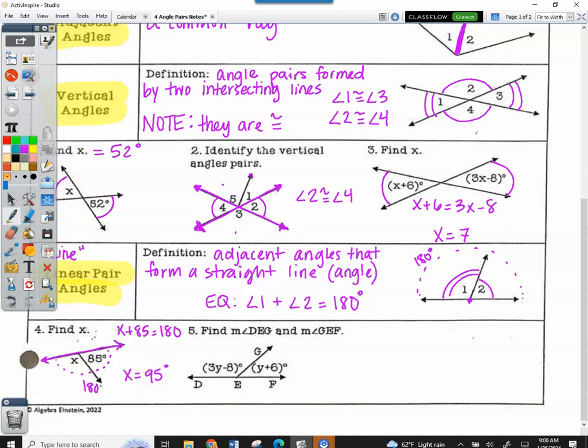All right, try number 5. Remember, this is the same exact math we just did. It's just more complex. Don't lose sight of the math. All you do is remember what a linear pair means. The angles that are beside each other add to equal what? 180. So that's your equation.